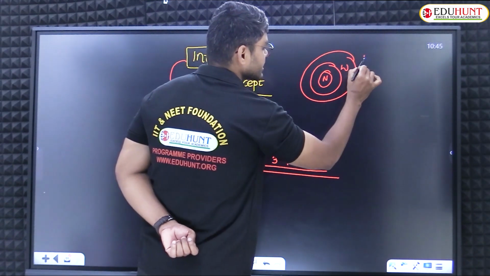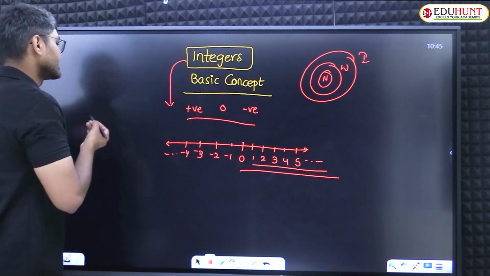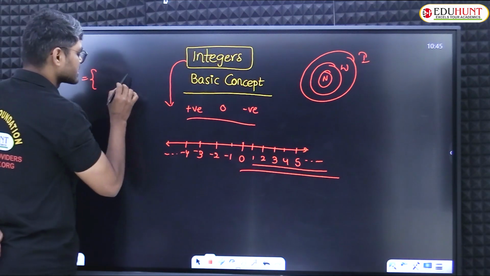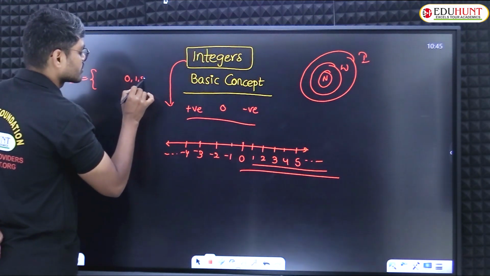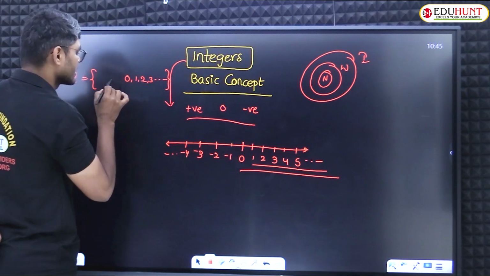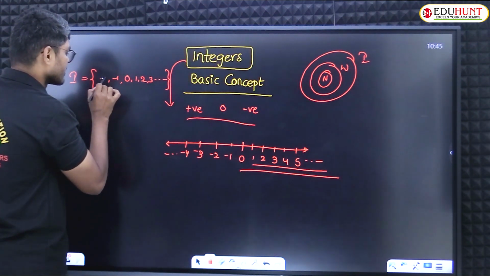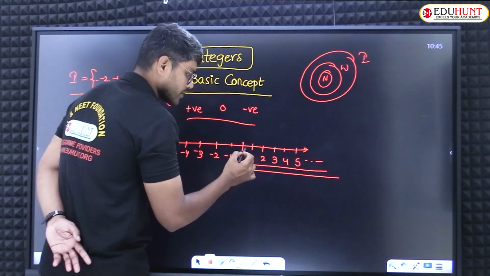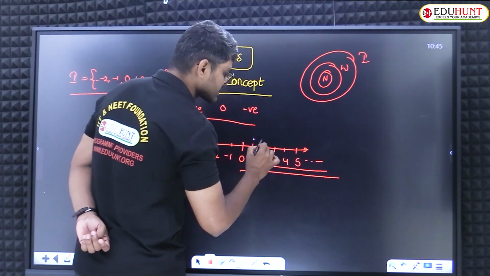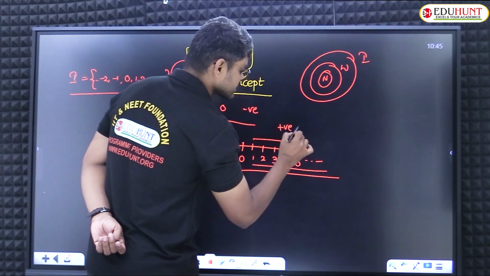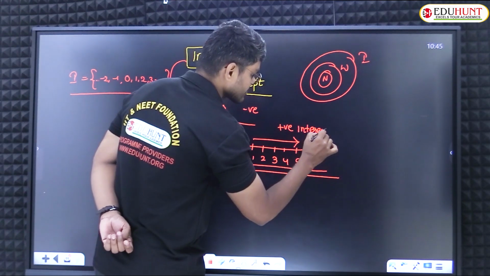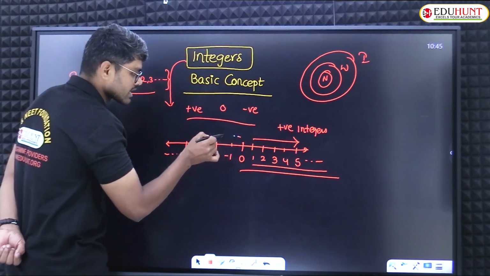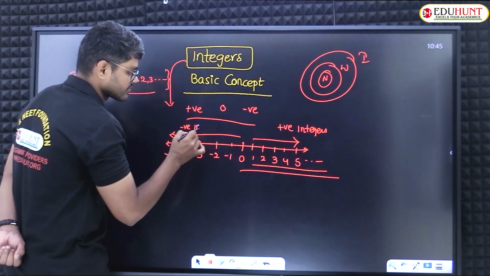Integers are denoted by I. I is equal to the set of, for example, 0, 1, 2, 3 and so on, minus 1, minus 2 and so on. These are integers. Here, from 1 to infinite, these numbers are called positive integers. Minus 1, minus 2, minus 3, minus 4 and so on this side, these are called negative integers.